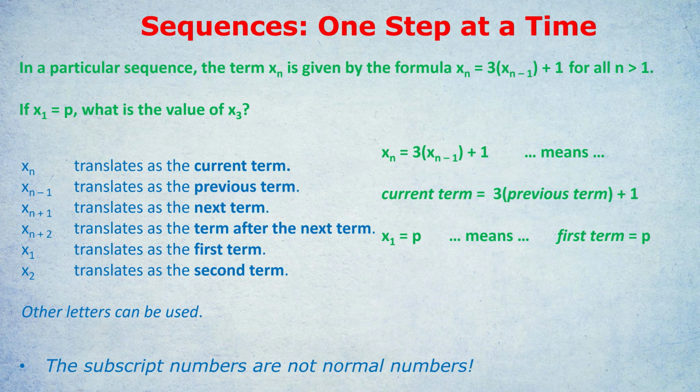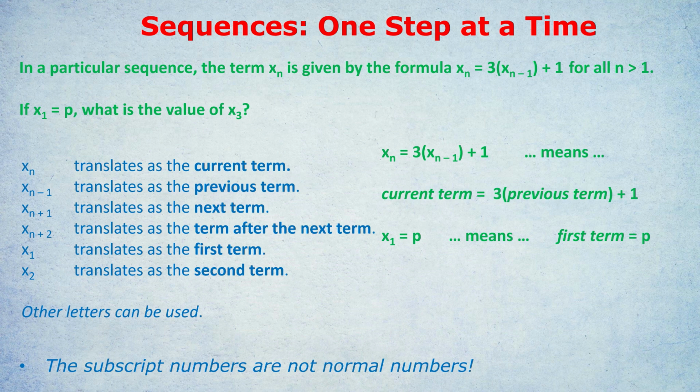Anyway, x1 translates, as we can see on the left, as the first term. So all they're saying is just pretend that the first term is p. Follow the sequence, and can you tell us what x3 is? In other words, can you tell us the third term? How much easier does this question sound once we know the sequence translations? And I encourage you to rewrite the question using these words instead of the symbols, just to help your brain out.